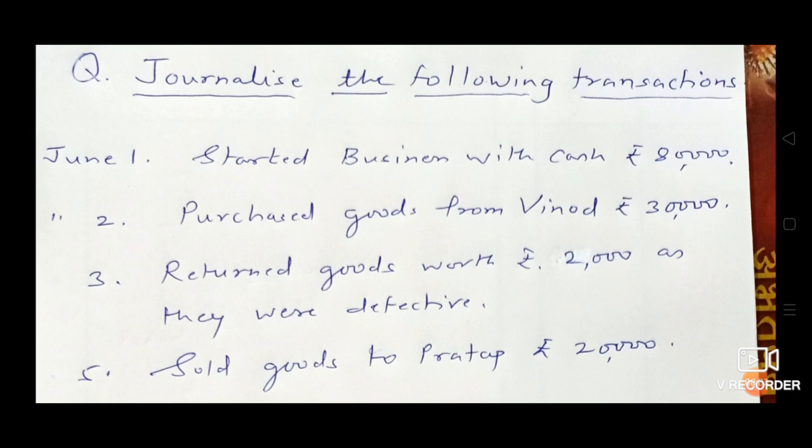June 1st, started business with cash rupees 80,000. Second, purchased goods from Vinod rupees 30,000. Third, returned goods worth rupees 2,000 as they were defective. 5th June, sold goods to Pratap rupees 20,000.